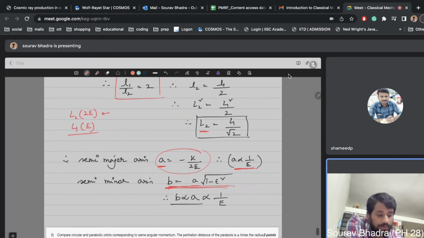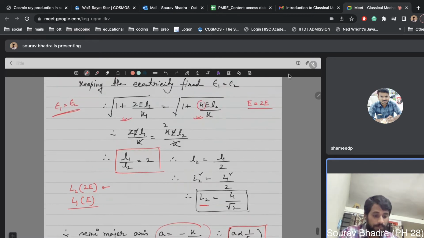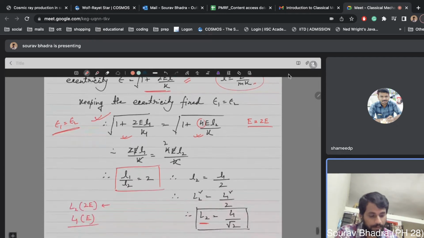So a varies as 1 by E, b also varies as a, that is 1 by E. I think it is clear. Till now this was a very small but interesting problem. The main part was here: just write the expression for eccentricity and make them equal, and you will get your result.